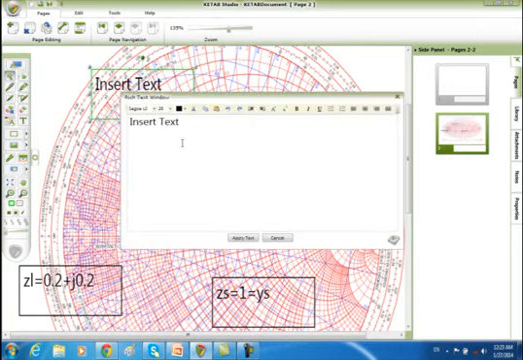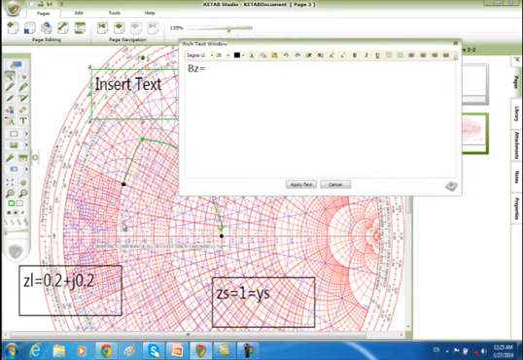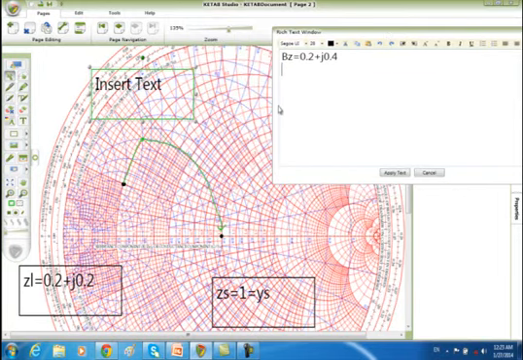This point I will call B, which Bz is equal to, as we can see here, R equal 0.2 and X equal 0.4, so it's 0.2 plus j0.4, and the admittance is equal to 1 plus or minus j2.